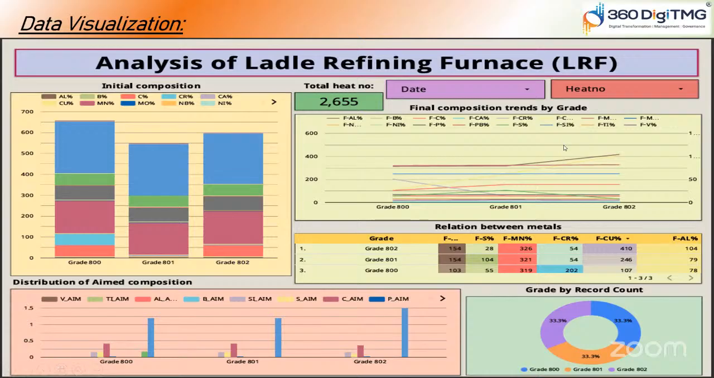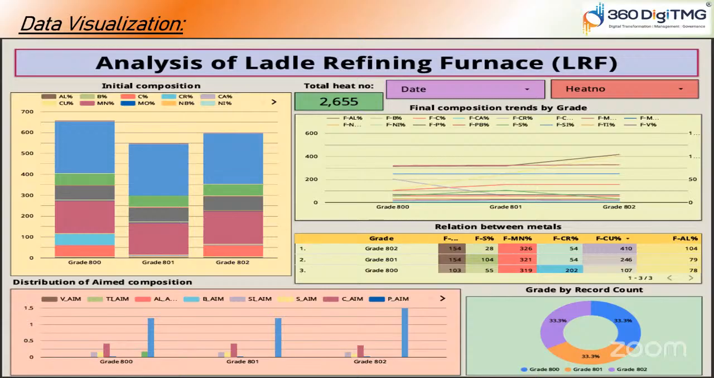If you ask me, what operational pattern have we uncovered? Heat frequency and grade-wise manganese usage over time show that grade 802 operations are more manganese intensive. Also the heat map reveals batch days with high element deviation, which helps you schedule corrective maintenance and calibrations.